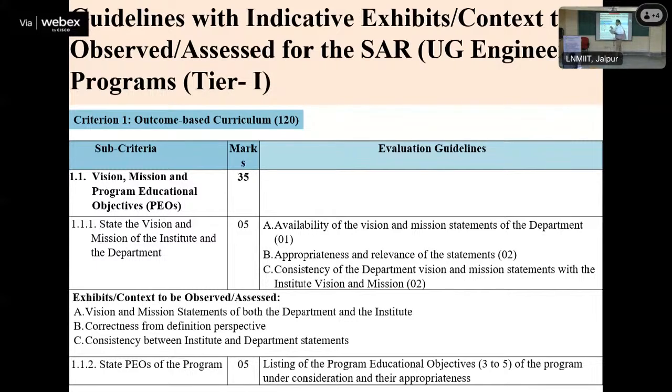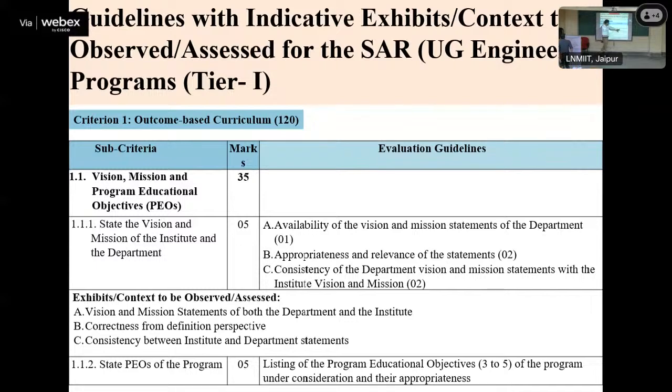Okay, so how to give the marking? Let's say a total of 1000 marks is there. Out of 1000 marks, how many marks should you give, and on what basis? Suppose this is there: vision, mission and program educational objectives, 35 marks, and then it is bifurcated: 5 marks, and again 5 marks should be divided. So let's say 5 marks, how are they divided?